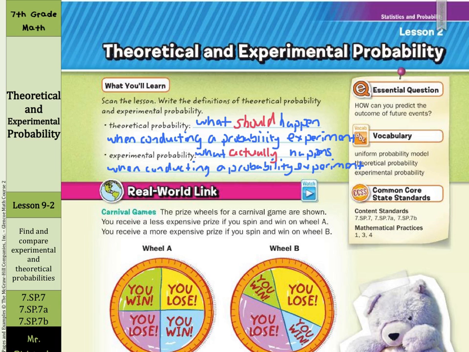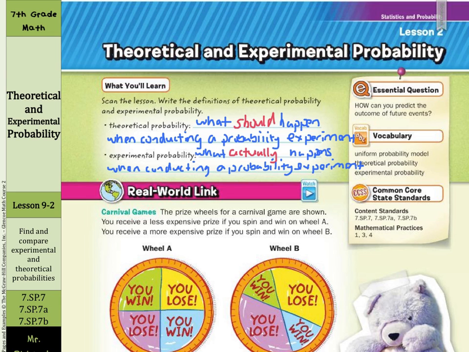And the easy example for right now deals with flipping a coin. And you should get heads half the time. You know, there's heads or tails, and heads is one of the two outcomes, so 1/2 would be the theoretical probability. But if you flip a coin, say 5 times, and get heads 4 out of the 5 times, then that would be an experimental probability of 4/5. So there is going to be a difference between theoretical, what should happen, and experimental, what actually happens.